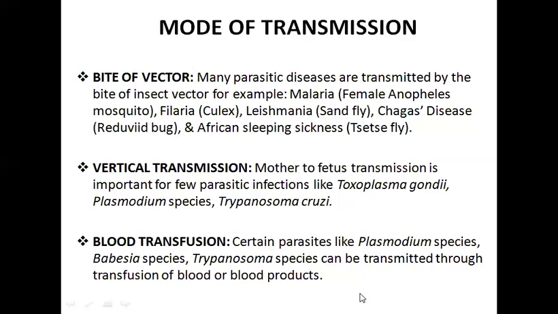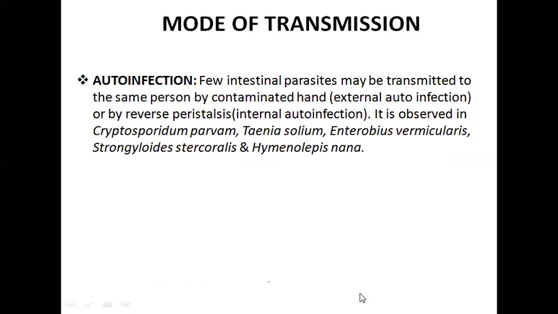Then we have vertical transmission, transmission from mother to the fetus, for example, in case of Toxoplasma gondii. Then we have blood transmission of parasitic infection through blood transfusion, for example, in cases of Plasmodium. If a person has an infection and donates blood, then in such cases the infection can be transmitted from one person to another.